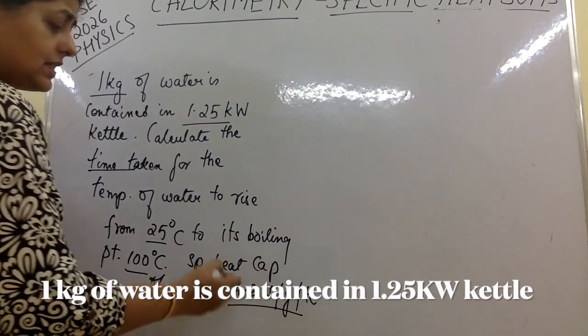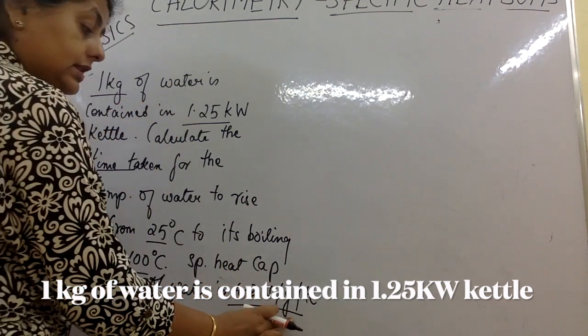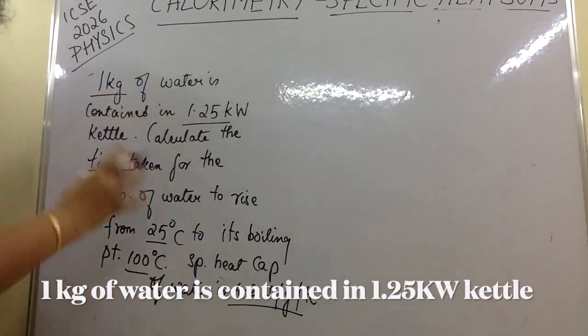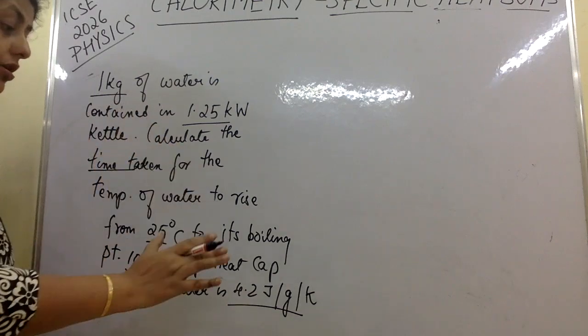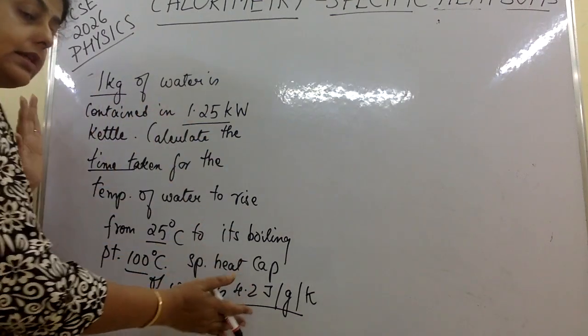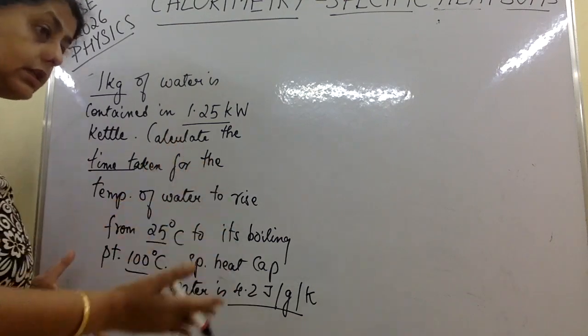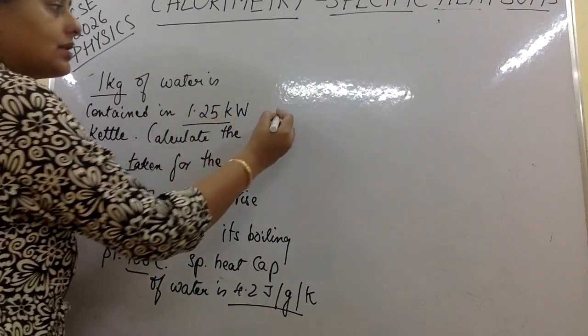Specific heat capacity is given in grams. Big thing to be noted. This is in grams and here is in kg. Please don't, there is a mismatch. So we have to convert this. It is always better to convert the mass into grams rather than convert the specific heat capacity in kg. So here we are going to see firstly what is the power.